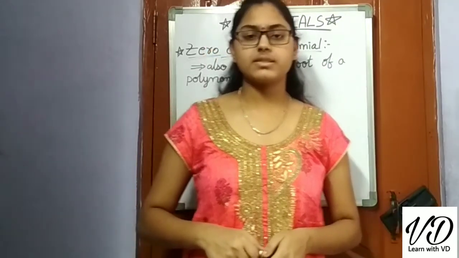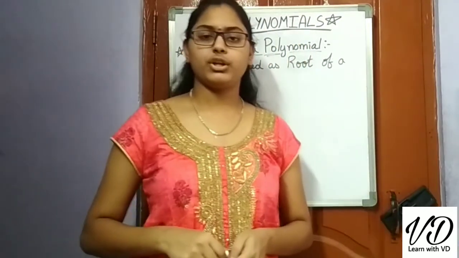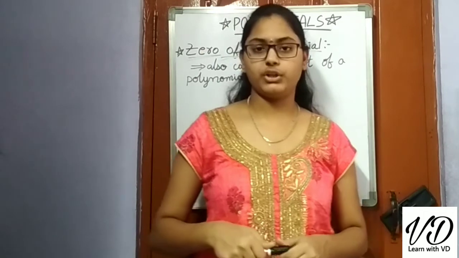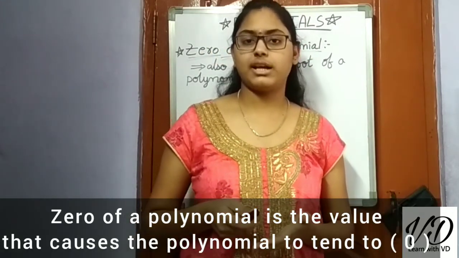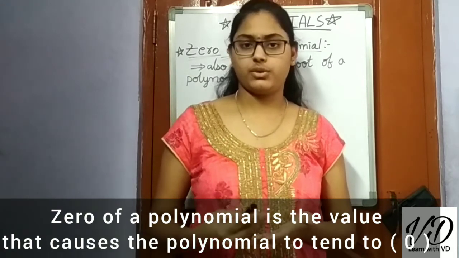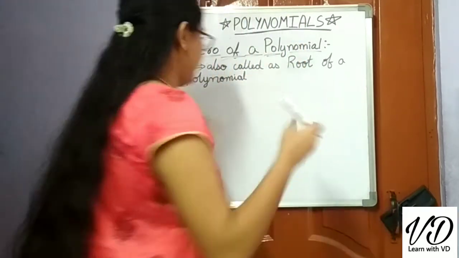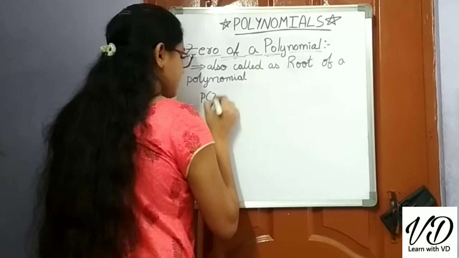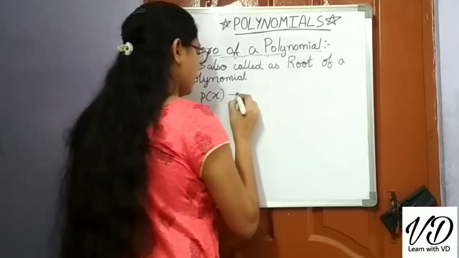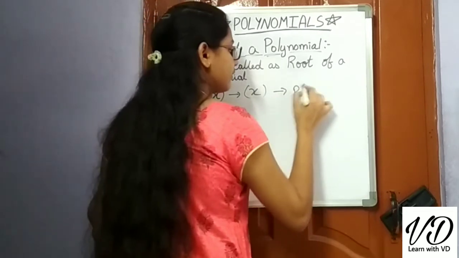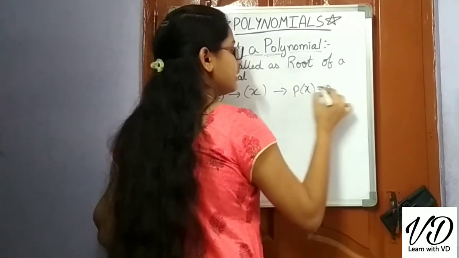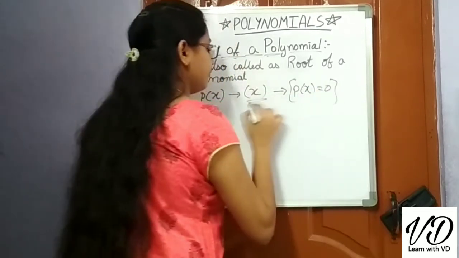The next topic is 0 of a polynomial. 0 of a polynomial is also called the root of a polynomial. 0 of a polynomial is the value of x that causes the value of the polynomial to tend to 0. Let us assume p of x is a polynomial. The value of x which causes p of x to be 0 is called the root of the polynomial.